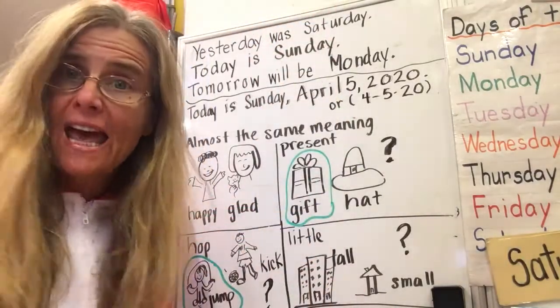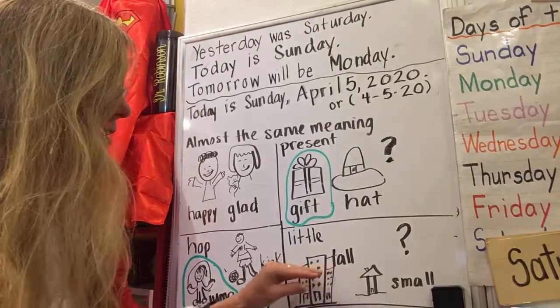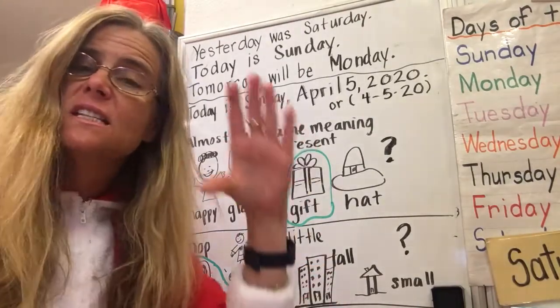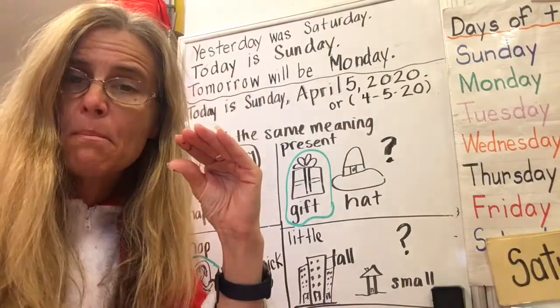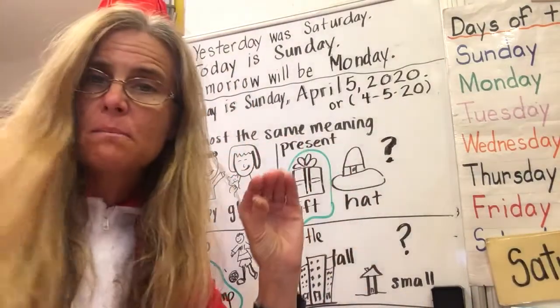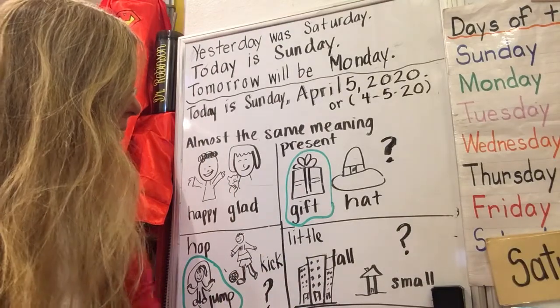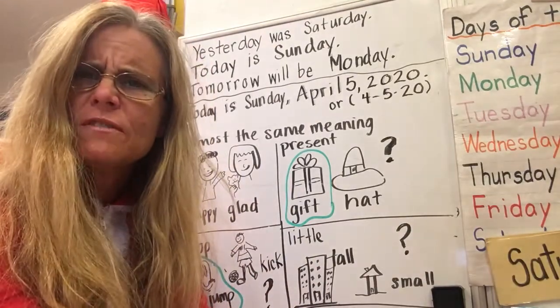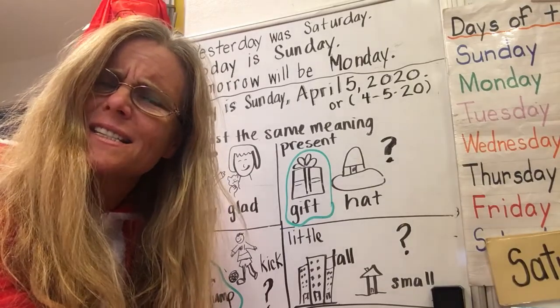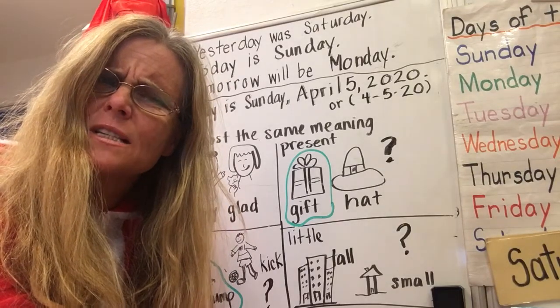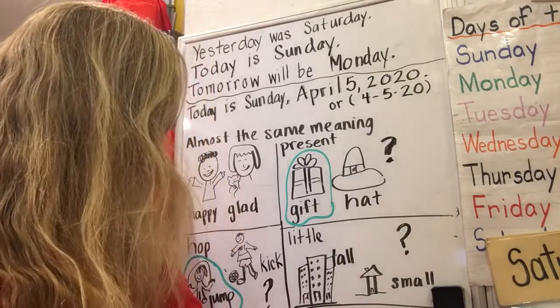Now this is a house. And compared to these buildings, this house is very small. Small. These are tall and these are small. Which of these words most seems the same or similar to little?